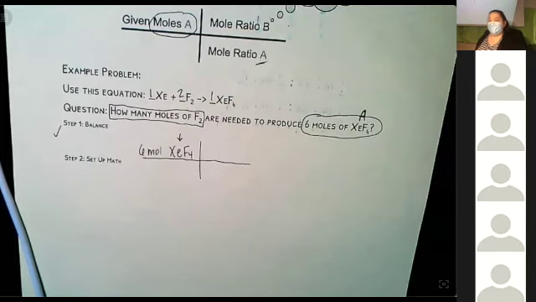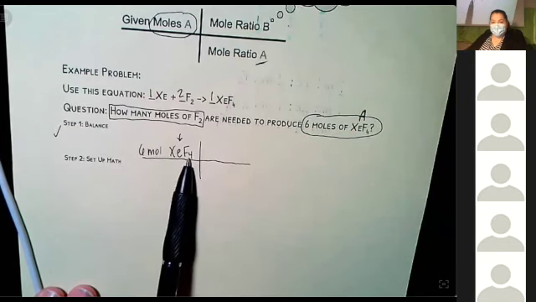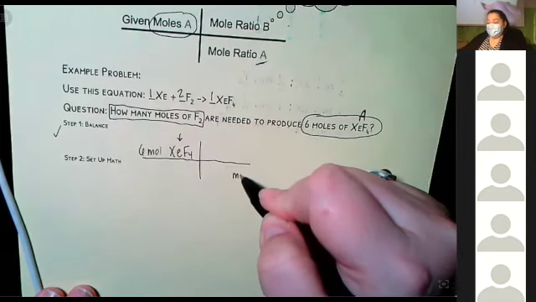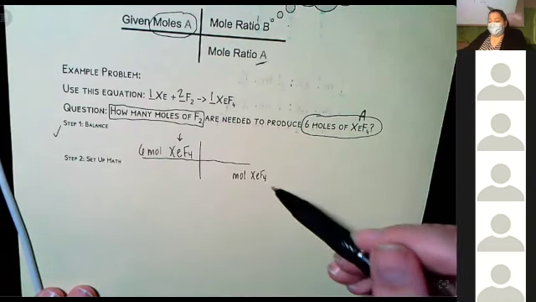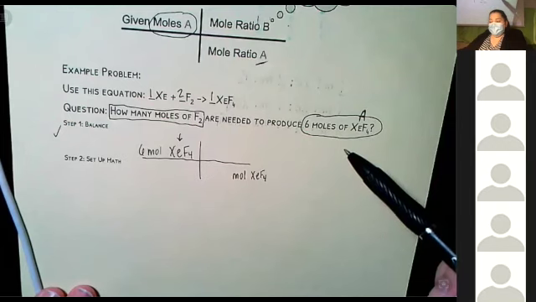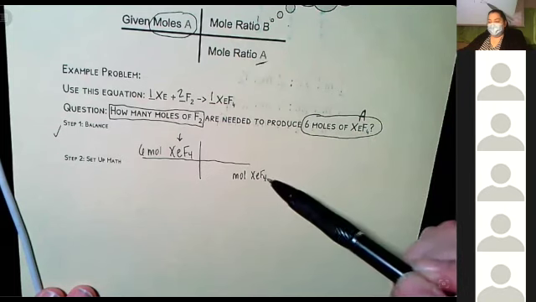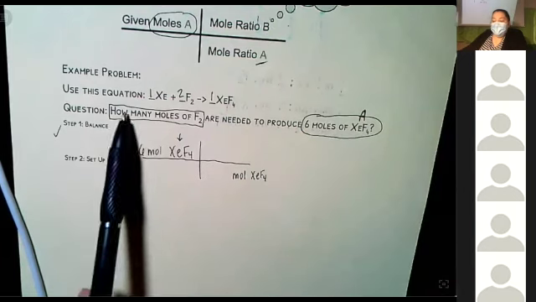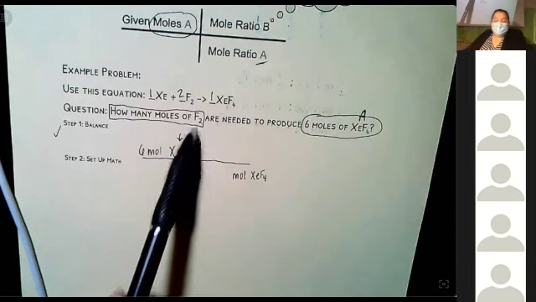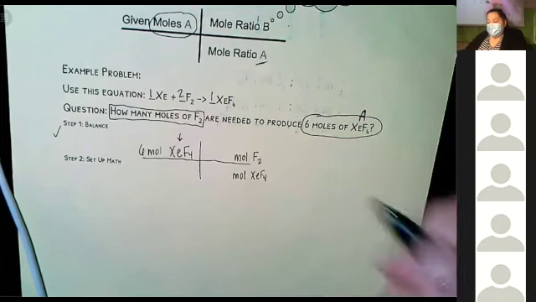Have to. If moles of XeF4 is in the top, then you guys know, and you have told me, that it also has to be down here. Moles of XeF4. Notice, I'm still using that XeF4 down here. And I put A here so that you know it belongs there. And now B is whatever we're trying to find. It says, how many moles of F2? So our unit up here and our label is going to be moles of F2.